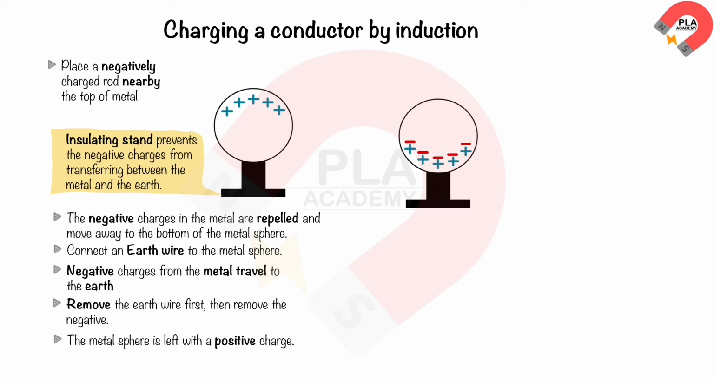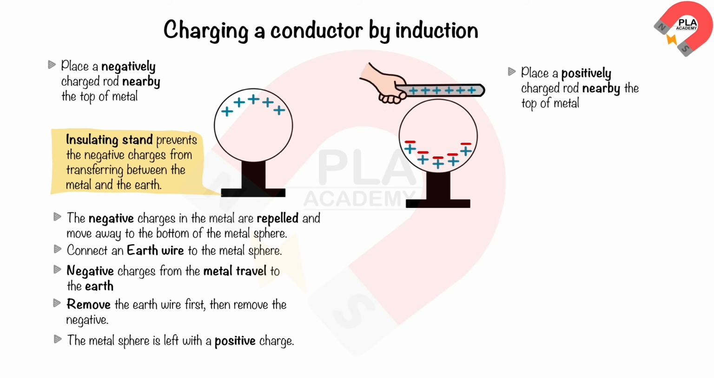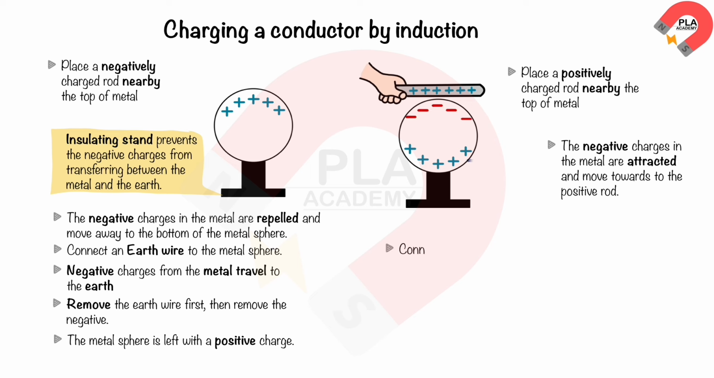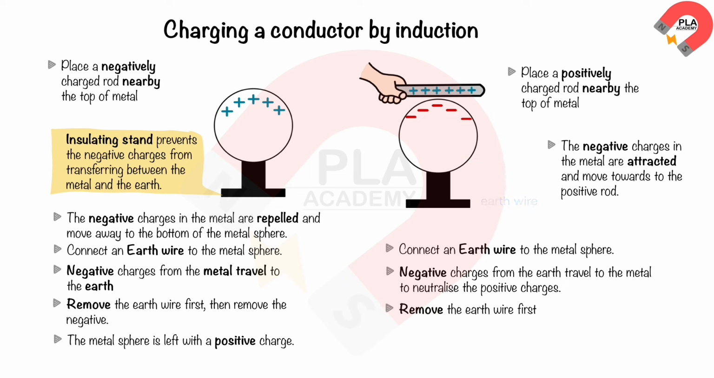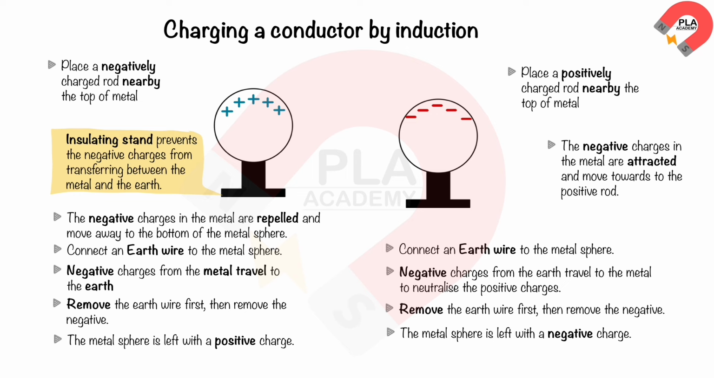If we change the negative rod to a positive rod, place a positively charged rod near the top of the metal. The negative charges in the metal are attracted and move towards the positive rod. Connect an earth wire to the metal sphere. Negative charges from the earth travel to the metal to neutralize the positive charges. Remove the earth wire first, then remove the positive rod. The metal sphere is left with a negative charge.